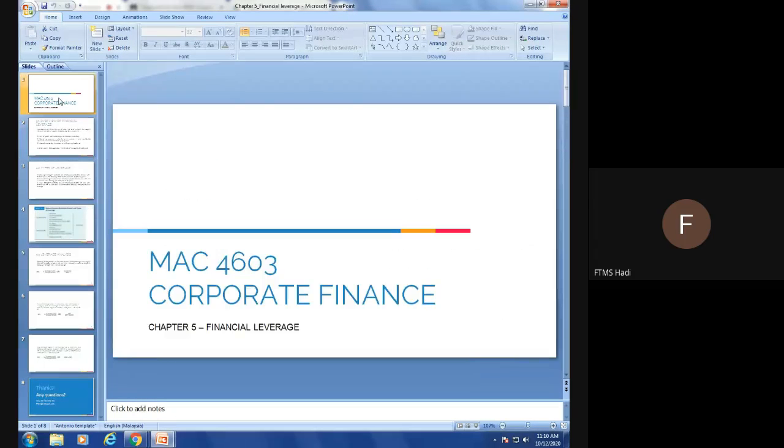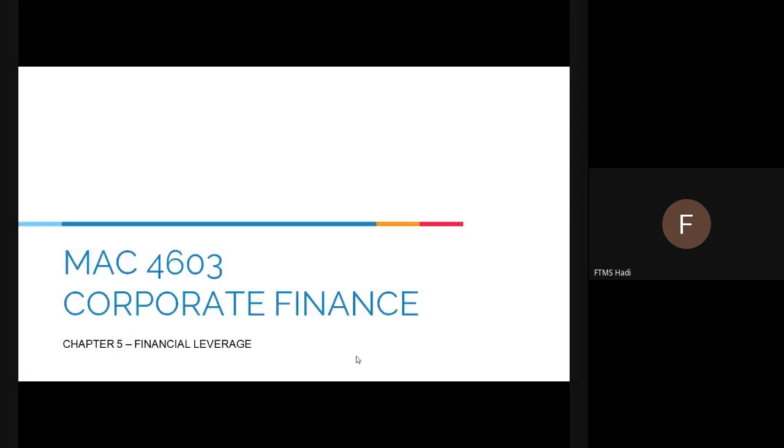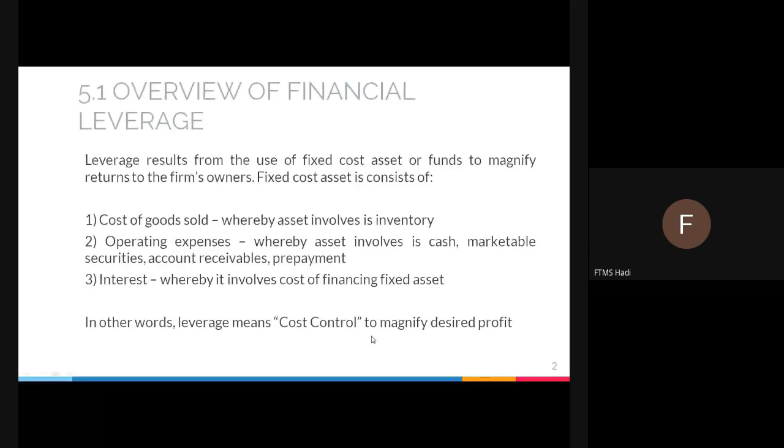Okay, I repeat the lecture a little bit. Financial leverage is about cost control. In terms of cost control, companies have their own objective in controlling their cost. So how to control the cost? Usually by maximizing the revenue and minimizing the cost.